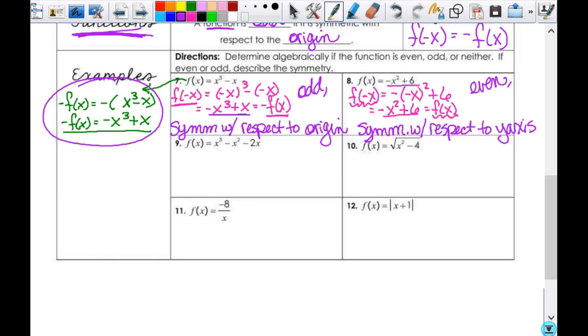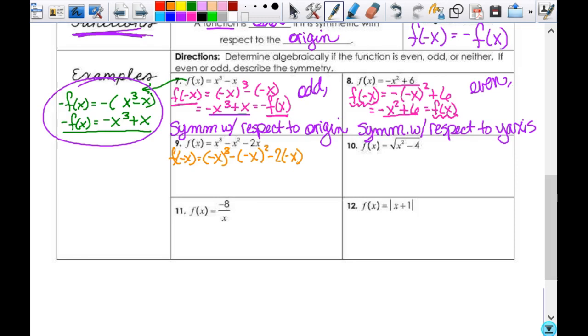Okay, everybody good so far? All right, let's do number 9. Everybody with me? I want to make sure it's done writing.